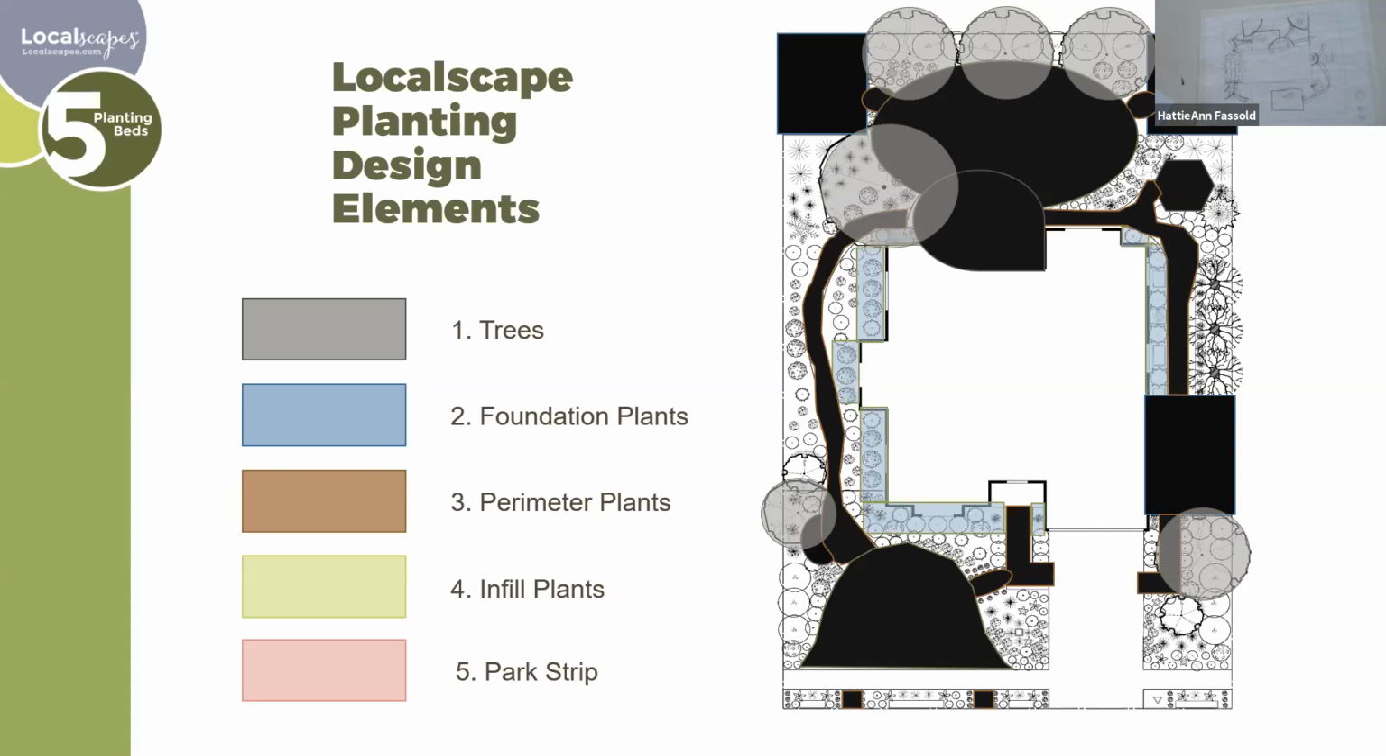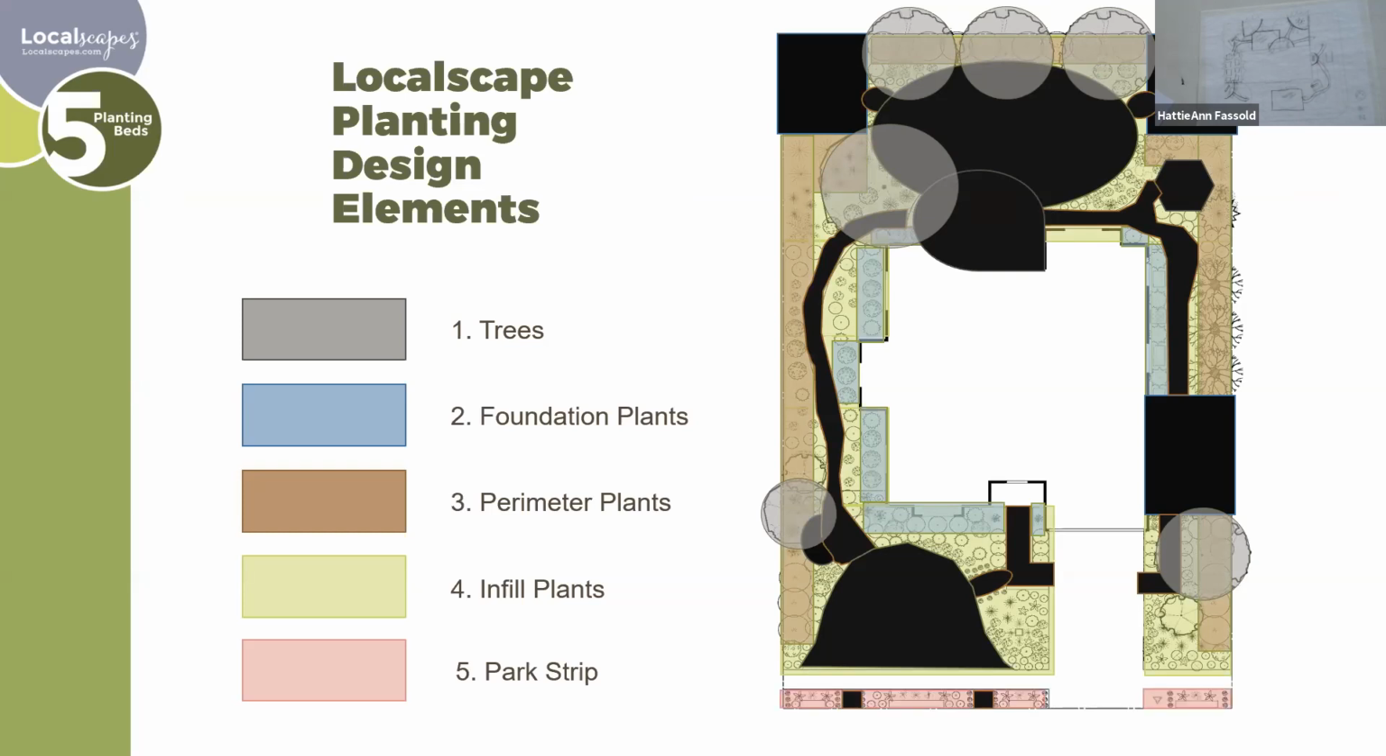Next are your foundation plants. Those are going to be the ones right up against your house, hiding the edge of your house. You're going to put those on there so that it kind of softens it up a little bit. Then your perimeter plants, those are the ones around your landscape. If you're wanting more privacy, those are the things you're going to want to put there. Next are your infill plants, the rest of them that go into your landscape. And then your park strip will be last.